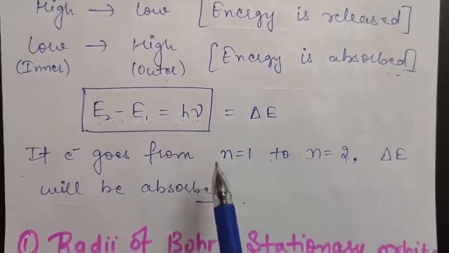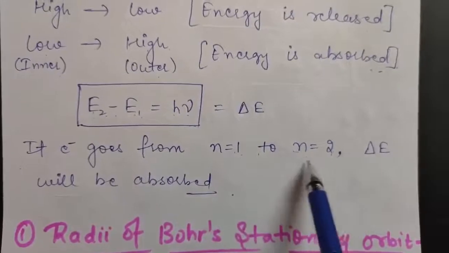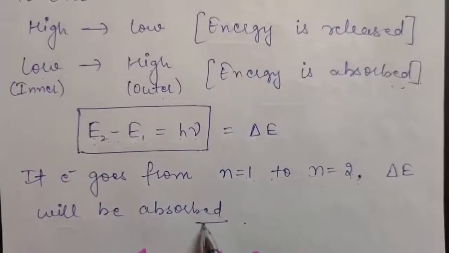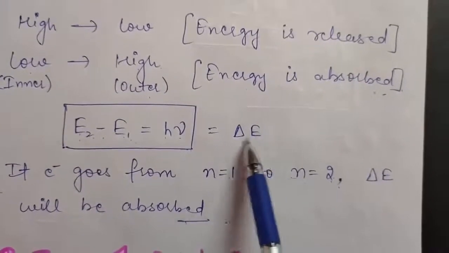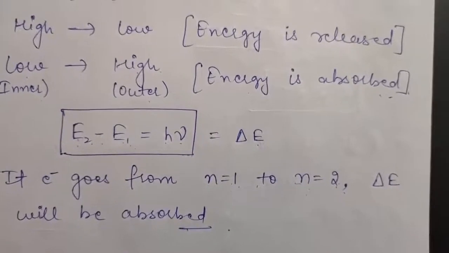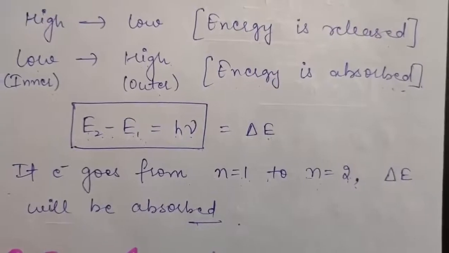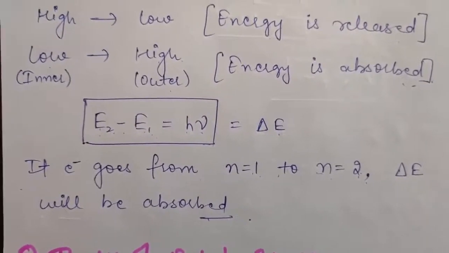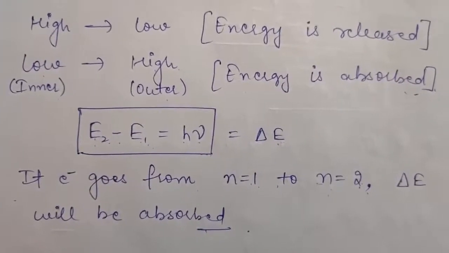But according to our condition, we have taken the electron going from n equal to 1 to n equal to 2. So that means this much energy will be absorbed. Okay, so we are denoting it by delta E. According to all these three Bohr's postulates, various quantities were found out, that is the radius of Bohr's orbit, velocity of the electron, energy, etc. So that we'll be doing in the next lecture.